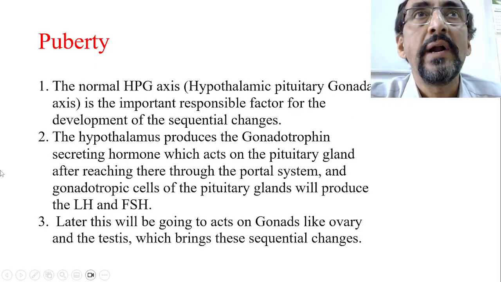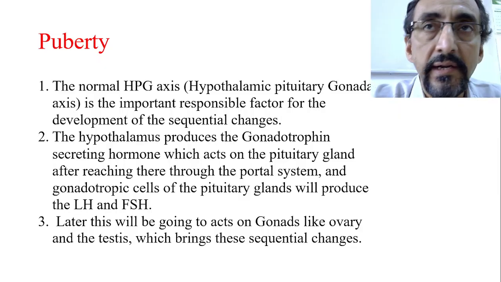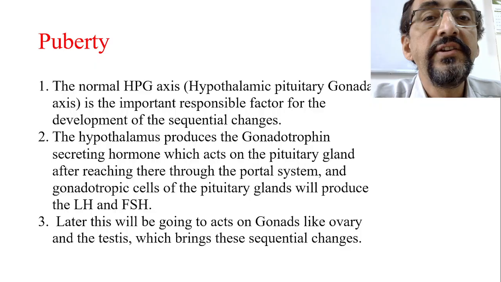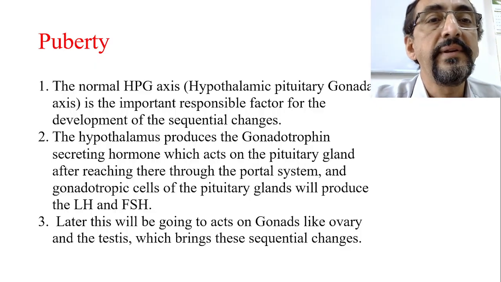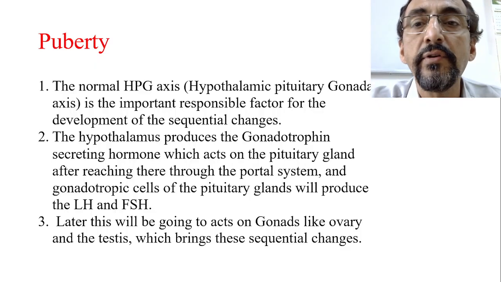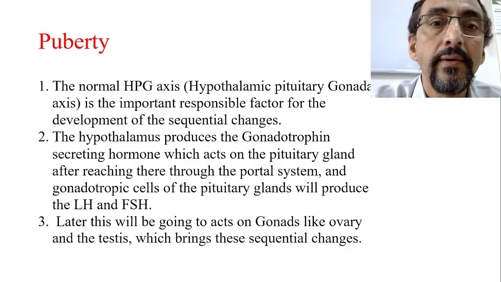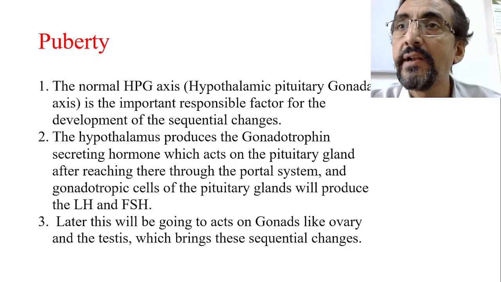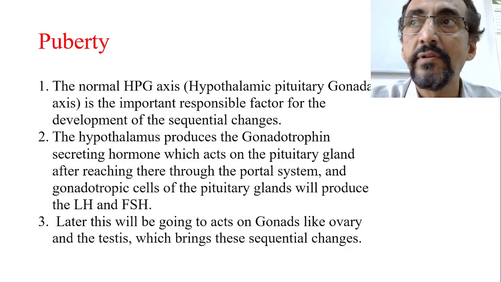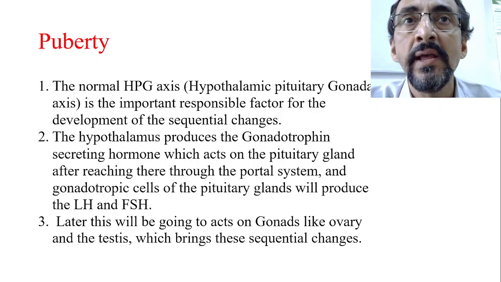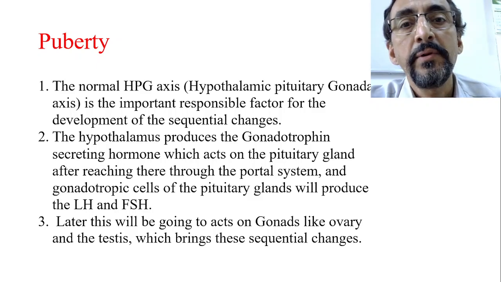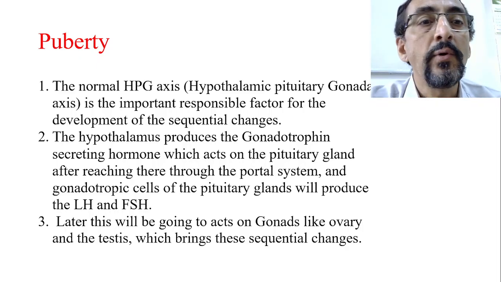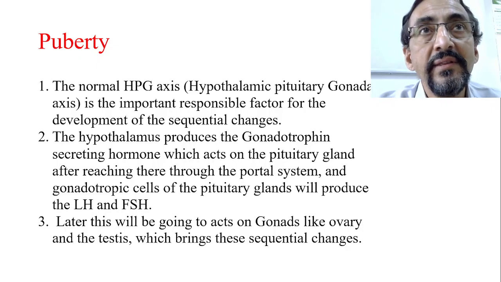Now this is very important to understand before going to puberty and related disorders. There is a normal HPG axis. HPG axis is the hypothalamic pituitary gonadal axis. There is a connection between the pituitary gland and the hypothalamus. Actually the things start from the hypothalamus, which is connected with the pituitary gland. The pituitary gland is connected with the gonads, that is adrenals, etc. So this axis is there.